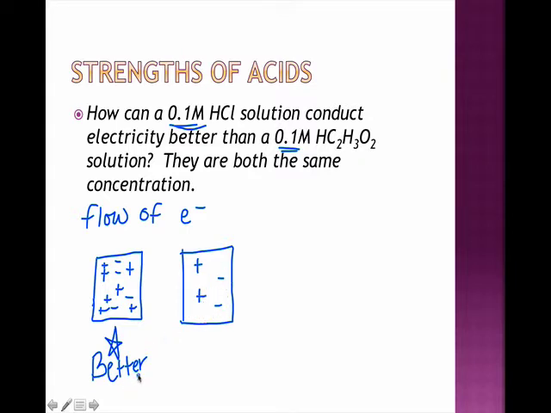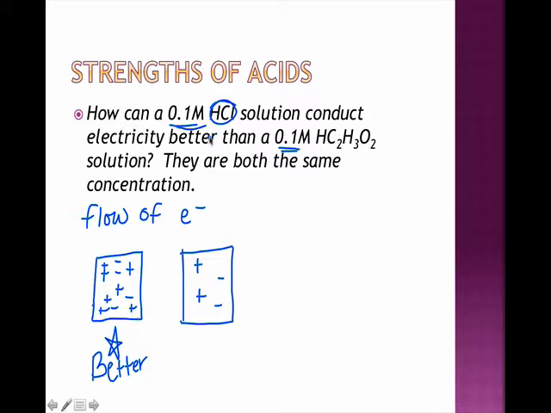So since this is better at conducting electricity, and we said that HCl conducts electricity better than the acetic acid, what we know then is that there's something about the hydrochloric acid that's causing it to produce more ions in solution. Because I have the same number of moles of hydrochloric acid as I do acetic acid, there is something about this acid right here that is causing more ions to be created in solution. So that's what we're going to talk about today. There are some differences between acids and bases, and weak acids and strong acids, that cause them to ionize better. And that's what we're going to talk about today.